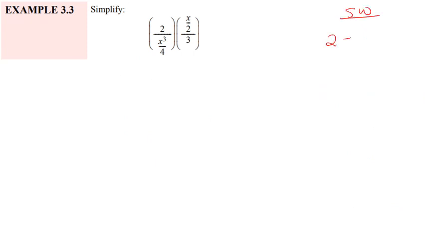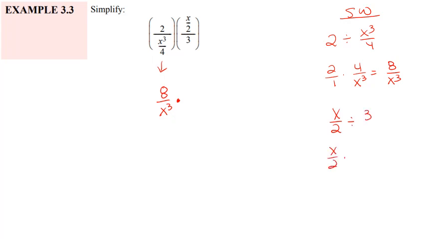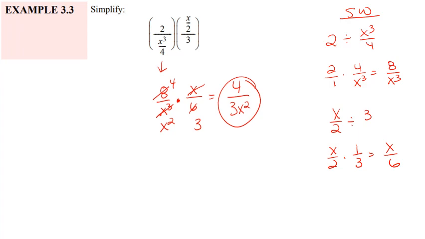Okay, I'm going to do side work for each part. So this is 2 divided by x cubed over 4, which is 2 over 1 times 4 over x cubed, and that's 8 over x cubed. So this first part is 8 over x cubed times whatever the second part is, x over 2 divided by 3, which is x over 2 times 1/3, which is x over 6. So x over 6. Okay, I'm going to reduce. There's going to be 2 left on the bottom here. And then 2, 4, 2, 3. So this is 4 over 3x squared. Remember, we put numbers in front of variables, so don't write x squared 3.